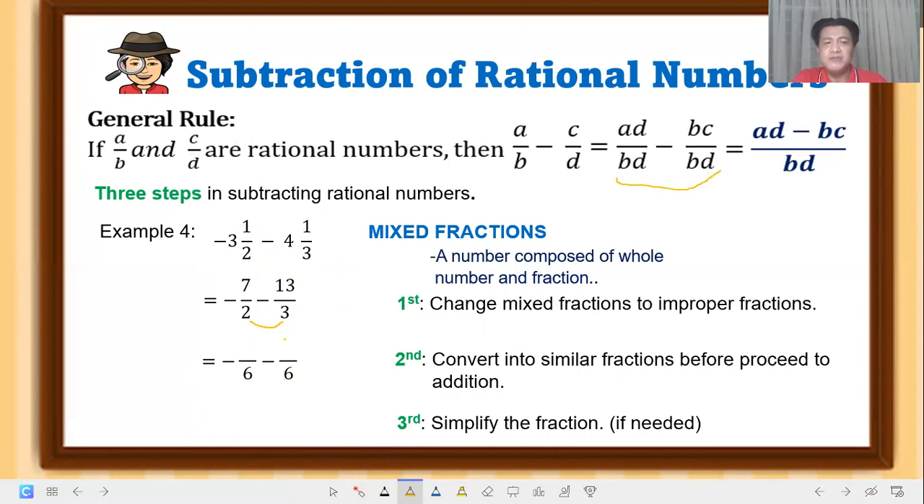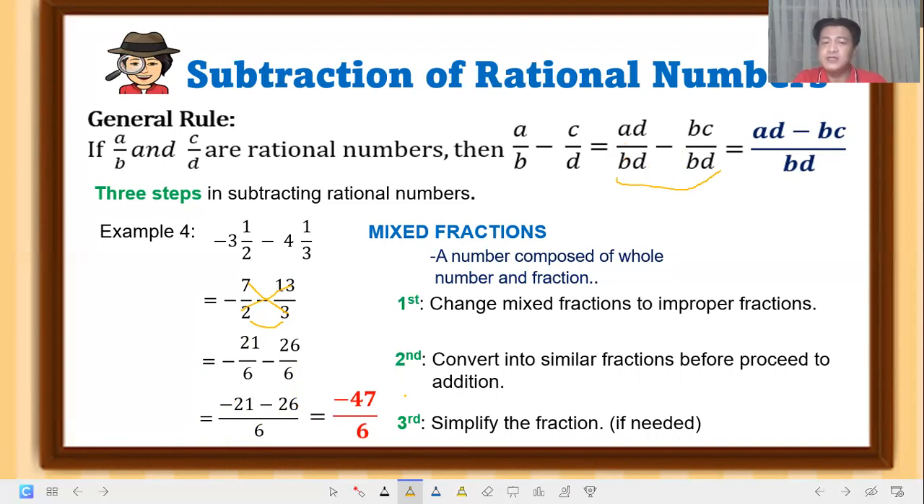Ano yung ilalagay natin sa numerators? Okay, so multiply lang natin to. 7 times 3, that is 21. And what is 2 times 13? That is 26. Ito in-apply doon. Okay, then since nagawa na natin siyang similar fraction, we can now proceed to combine. Or that is negative 21 minus 26 over 6. Okay, remember, the function of minus here is negative. Kaya nga, i-combine na natin. And that will become negative 47/6.